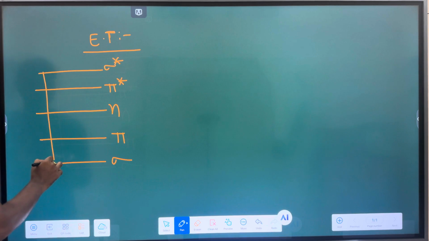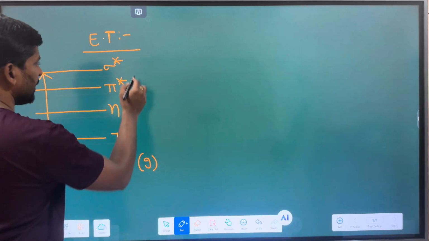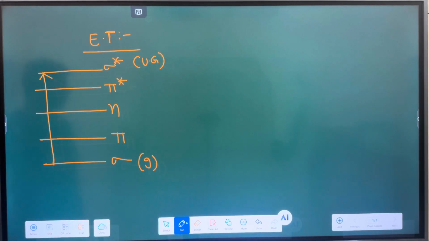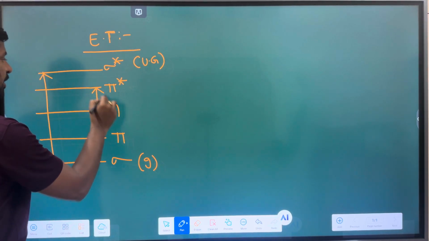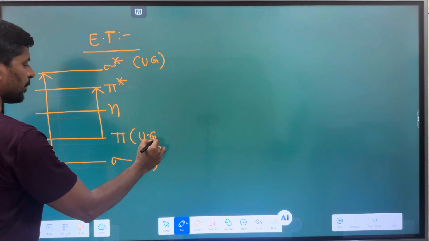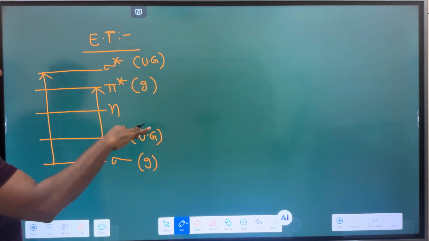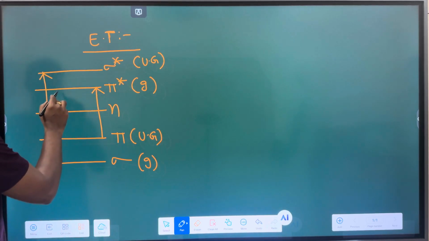So sigma to sigma star is allowed according to the symmetry rule, gerade to ungerade is allowed. Pi to pi star is allowed, where pi is ungerade and pi star is gerade. Ungerade to gerade or gerade to ungerade is an allowed transition. Next, some more possible transitions.